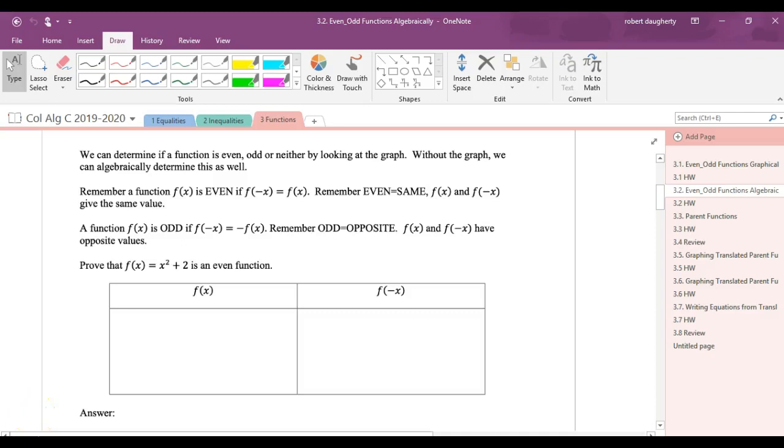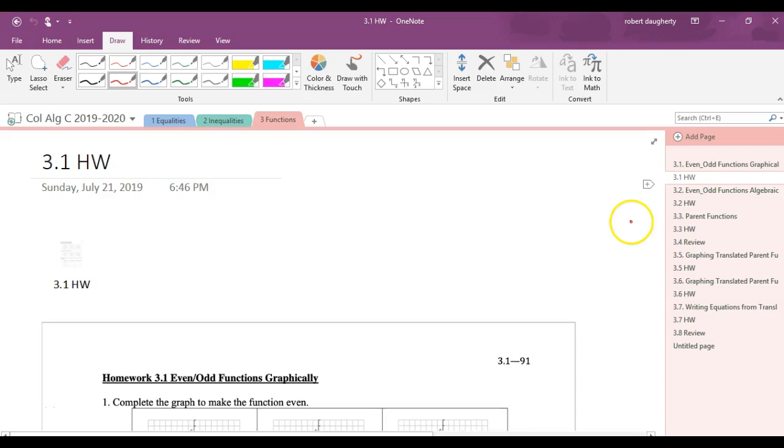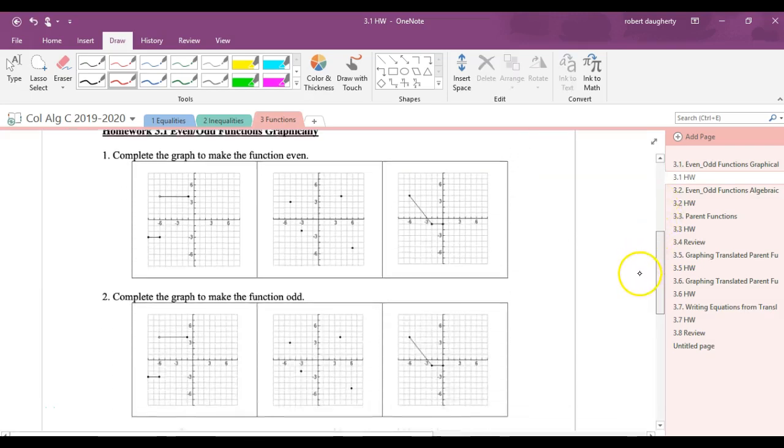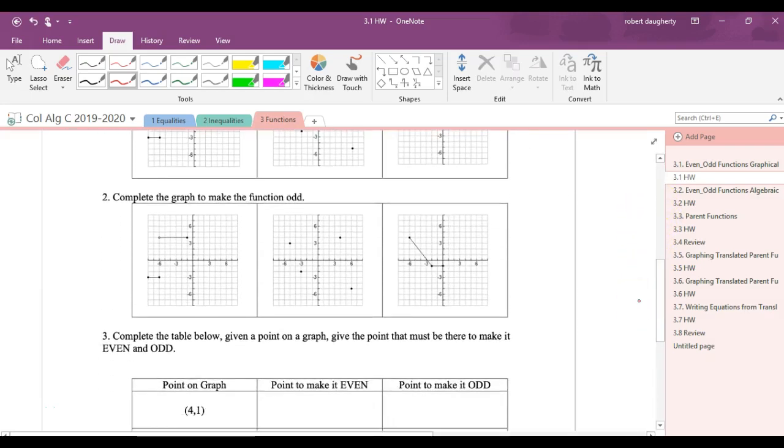Odd functions, graphically being able to look at an even or odd function. There was one question that came around when I looked at the homework. I think Miles was looking at this particular one right here. Let me pick a different color. Make this function odd. So even means same, odd means opposite, okay?